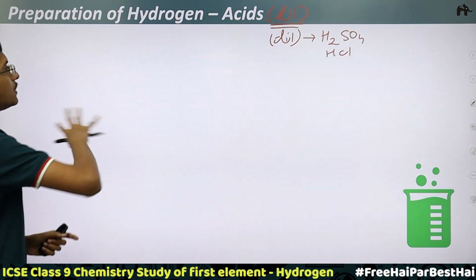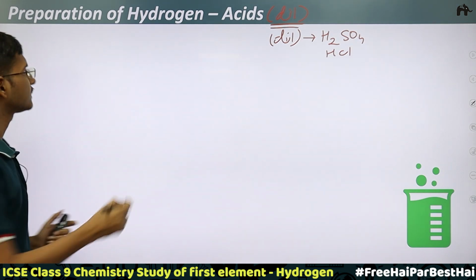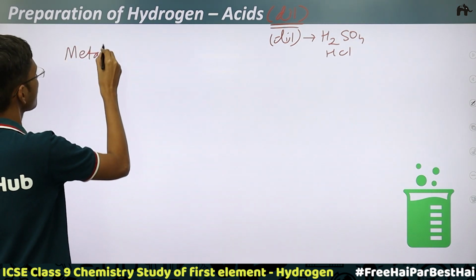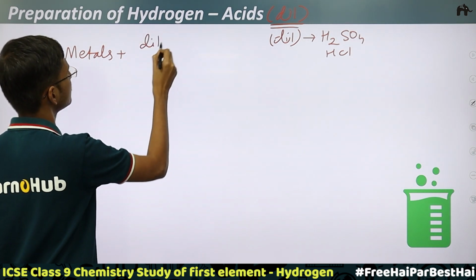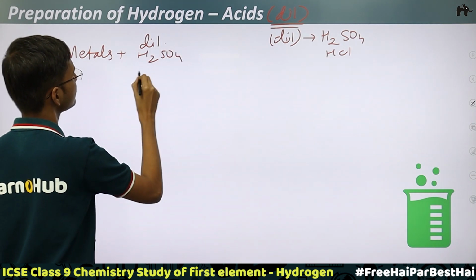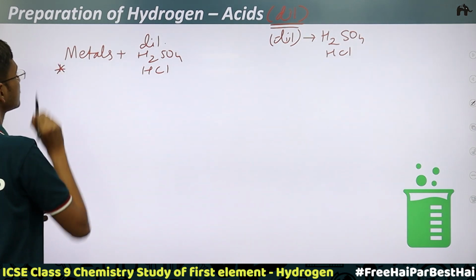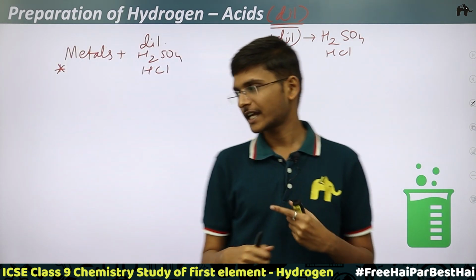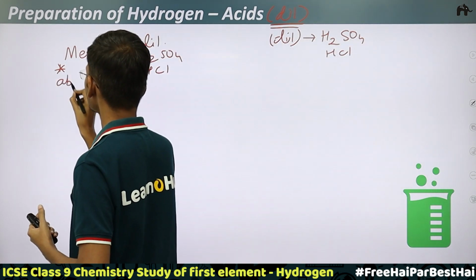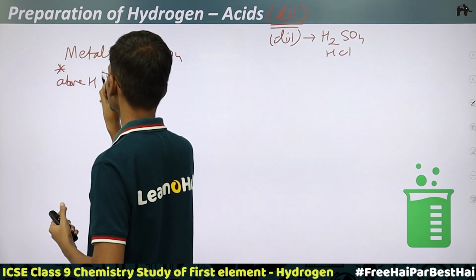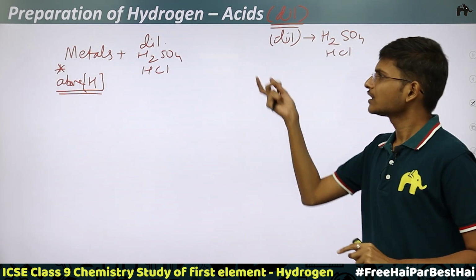Now here we are going to treat, again, metals. So we are going to take up metals and make them react with dilute sulfuric acid or dilute hydrochloric acid. A very important thing you need to remember here is which metals will react with dilute sulfuric acid or dilute hydrochloric acid: the metals which are above hydrogen in the activity series. You need to remember this, a very logical thing.